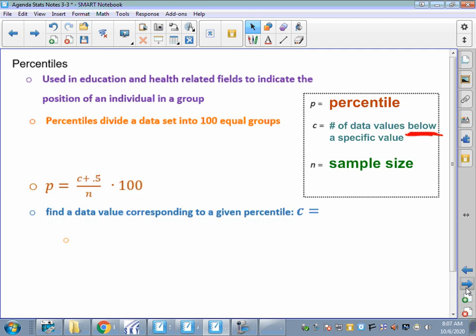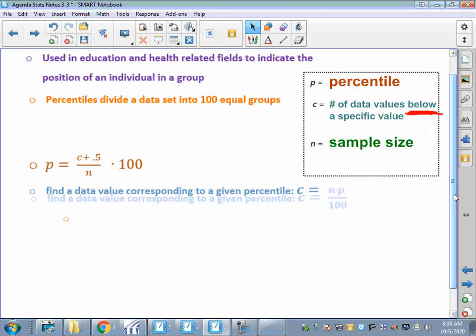That will never change. So if I want to find the percentile, it says find the percentile for this data value based on this set of data. I'm going to find C, the number of data values below, and I'm going to do the math. If I want to find a data value corresponding to a percentile, I am going to do the formula C is equal to N times the percentile divided by 100. Remember, C is the number of data values below, so we'll talk about that.